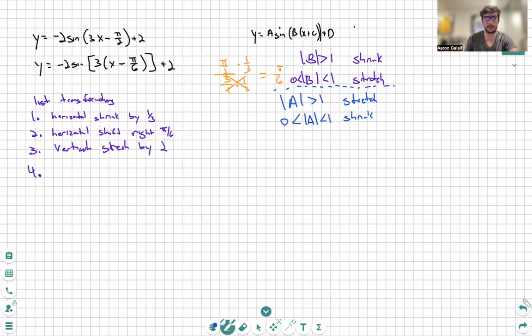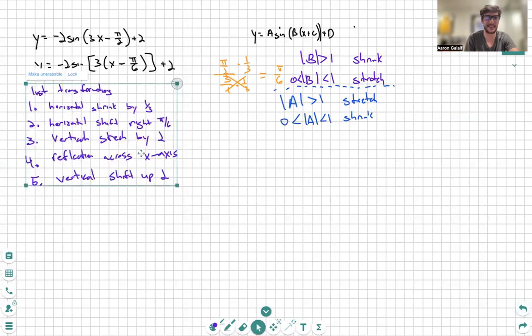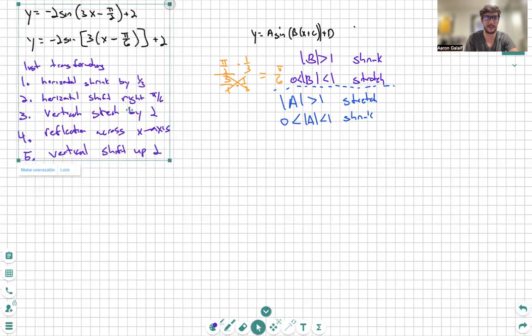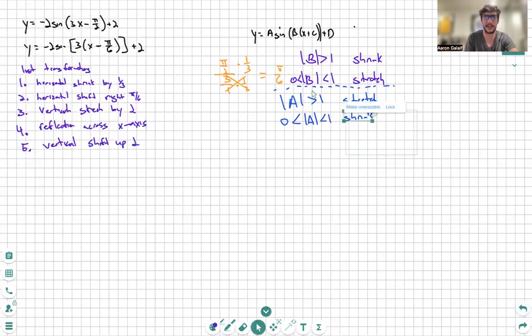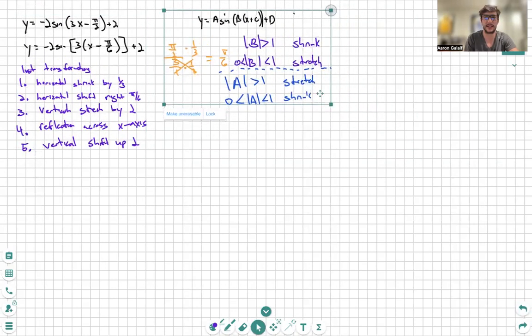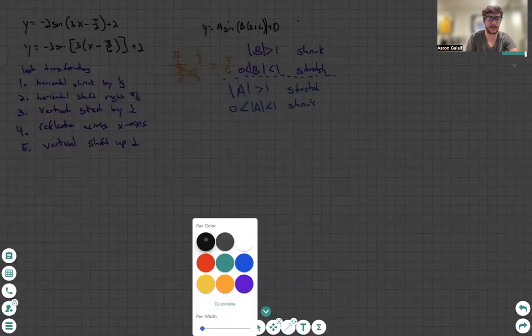Reflection across x-axis. Lastly, we look at our +2 at the end, and we see that is just our vertical shift up 2. So that one does not change signs. All right. Next, it's time to start the chart. So let's make sure that's all nice and neat. All right, let's make our chart.